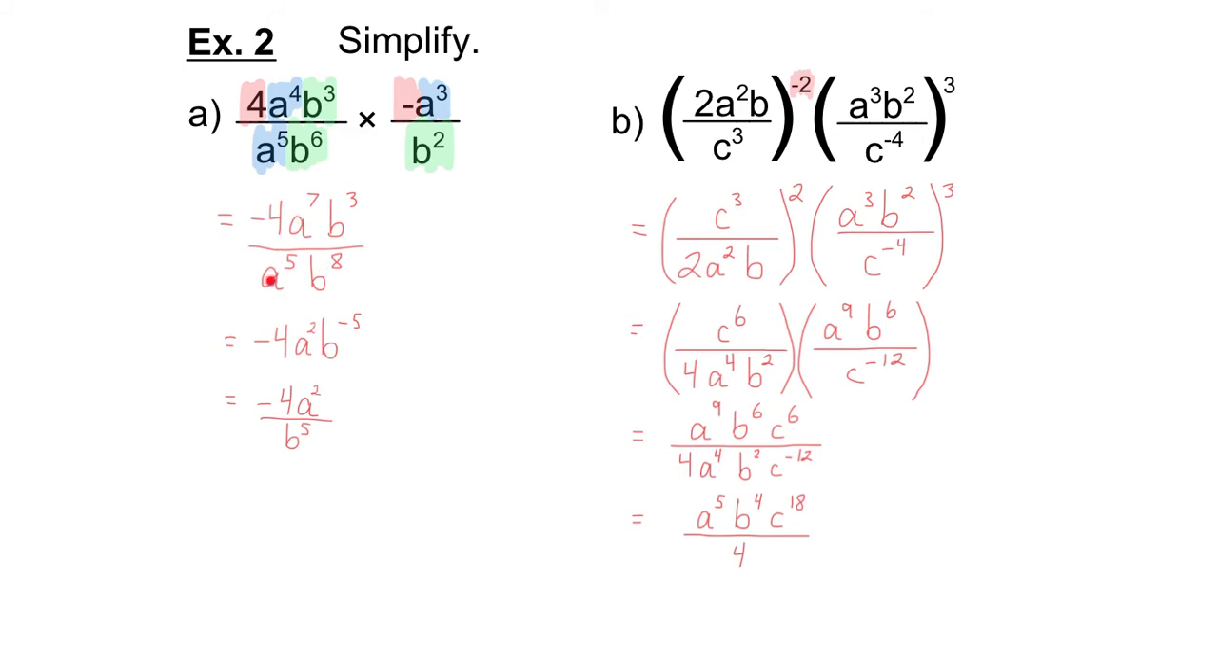Now I still have powers with the same base in my numerators and denominators. So a to the 7 divided by a to the 5, I subtract my exponents. 7 minus 5 is 2. And then b to the 3 divided by b to the 8, 3 minus 8 is minus 5. Now this exponent is negative, so I can simplify this by turning it into a positive exponent with the reciprocal of the base. So if b is the numerator, the reciprocal would have it in the denominator. So that's why I wrote it like this.